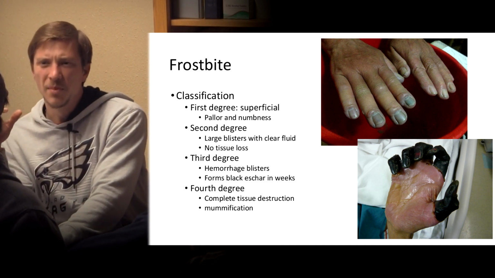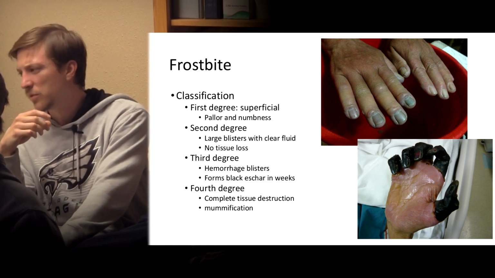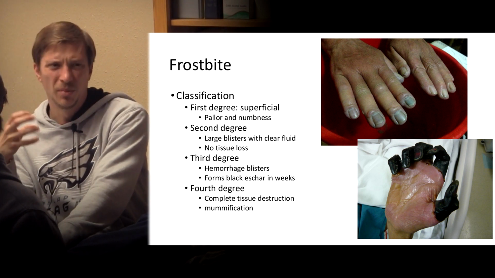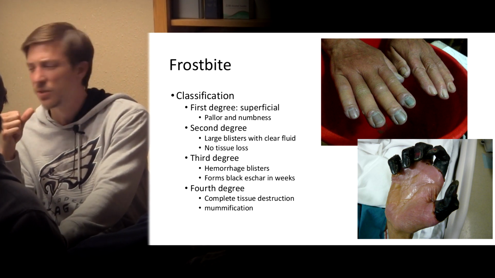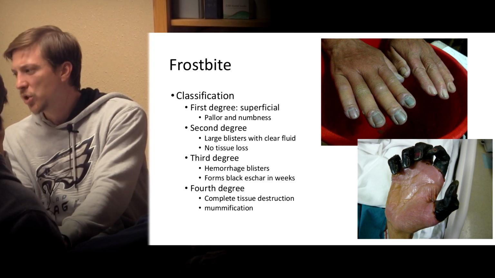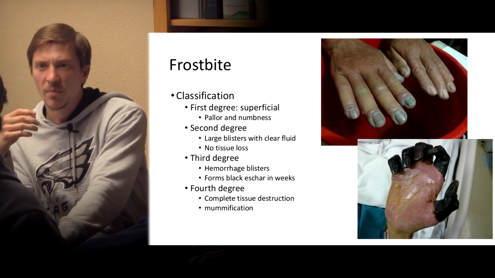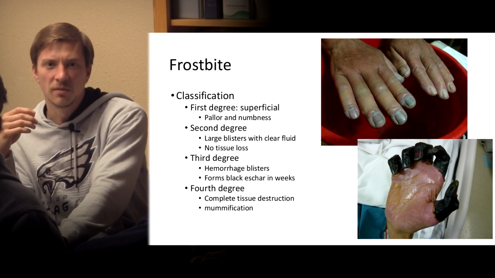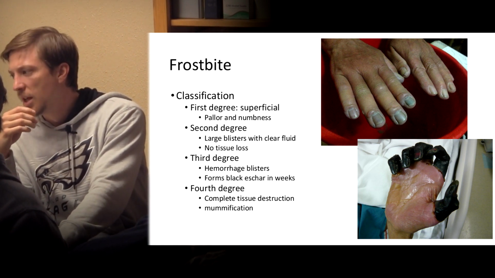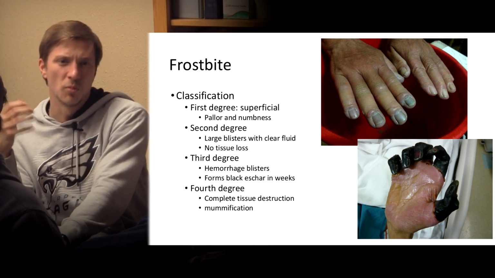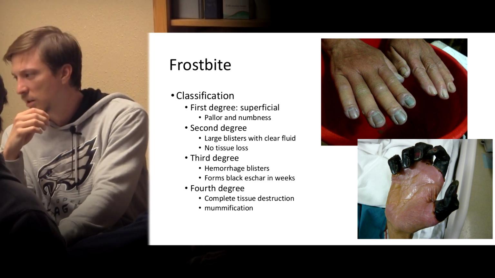Once you get into third degree, that's deeper. It's getting down into the deeper soft tissue. You're getting more hemorrhagic blisters, which are the blood-filled blisters. And those eventually turn into these black eschars, and will need some amputation most of the time to take off some of the tissue. And then fourth degree is when it gets down into the muscle and the bone, and that's more complete destruction of the tissue.